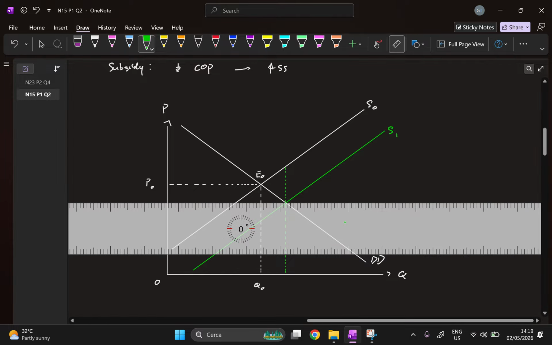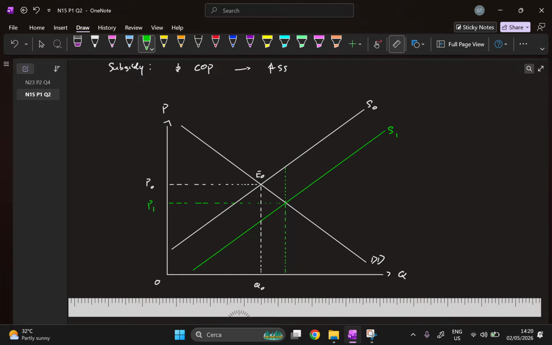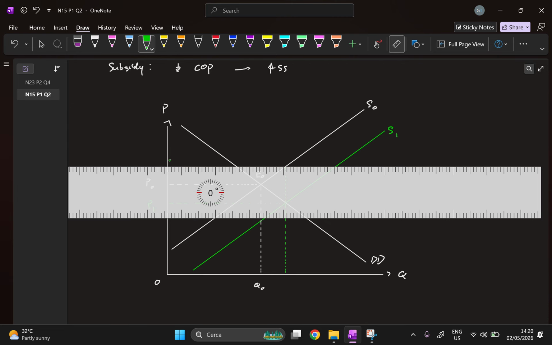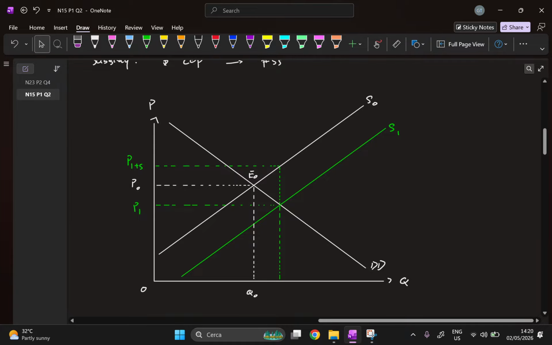Let us draw the new price line first. So this new price is going to be P1. So P1 is the new price that consumers pay, okay? And then if I draw one additional price line here to touch the S0 curve, different answer keys and different tutors may label this particular price differently, but I'm going to label it as P1 plus S, P1 plus the subsidy. Okay, so now let's come here, okay? The new quantity is going to be Q1, as you can see here.